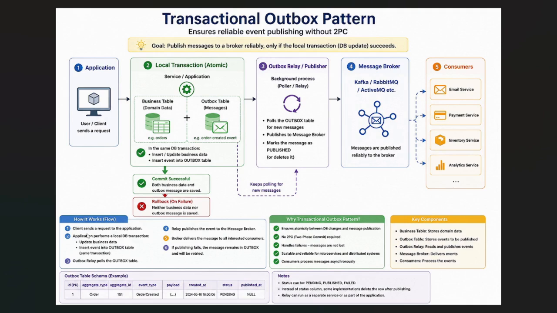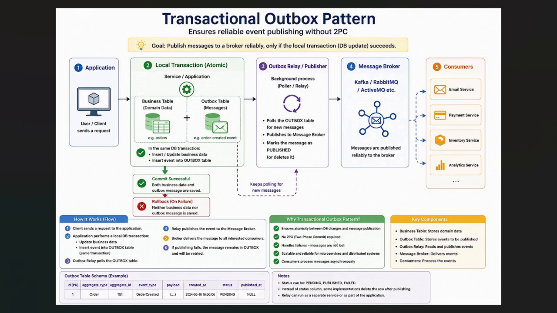So just to recap, first the client sends a request to the application. The application performs a local DB transaction, which is basically your functional data being inserted. There is the order table, and then you put it into the outbox table. Here your order transaction is completed. And then there is the outbox relay or publisher. It will pull this data from the table and then put it into the message broker. And the consumers can actually consume the data.